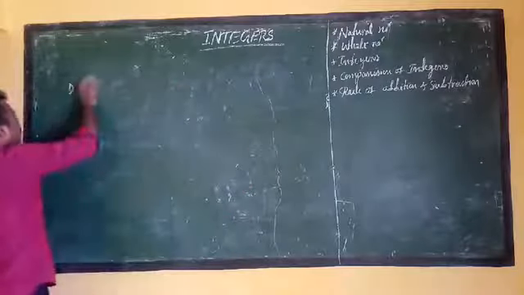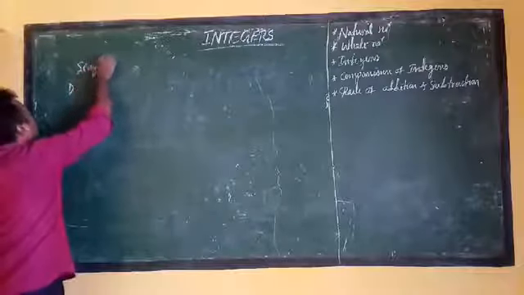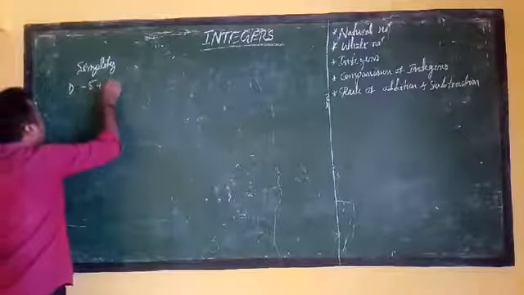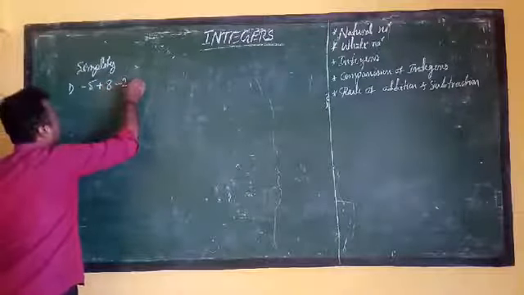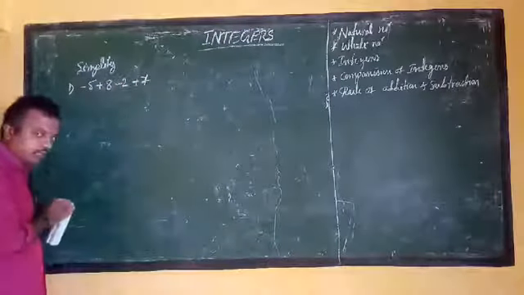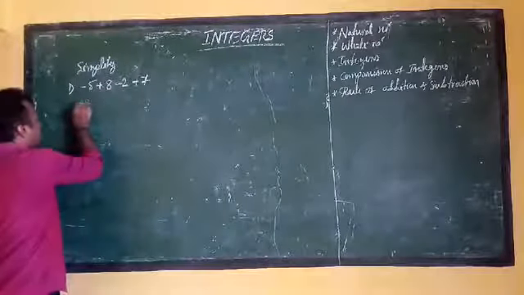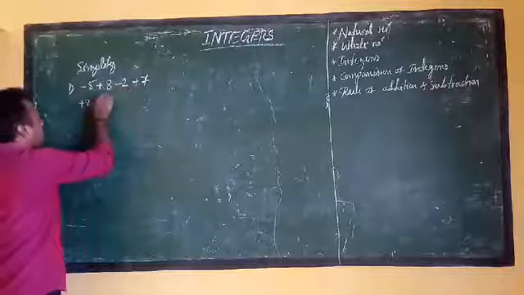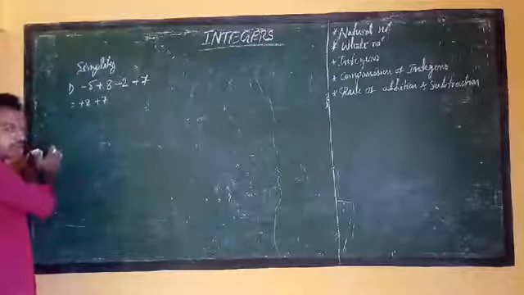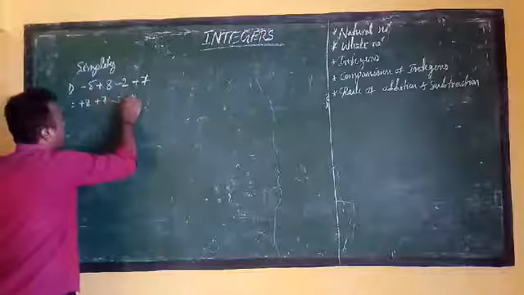See, simplify: minus 5 plus 8 minus 2 and plus 7. First we have to write the positive signs on one side and the negative signs on the other side. So first the positive numbers, plus 8 and plus 7, on one side, and on the other side the negative numbers, minus 5 and minus 2.